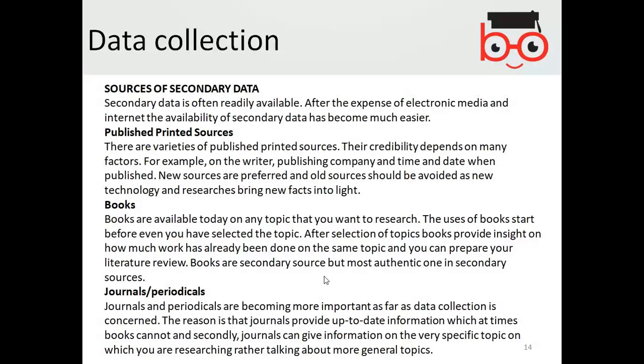What is the primary source? The primary source is the research, the finding, the study that you discover by yourself and write by yourself.